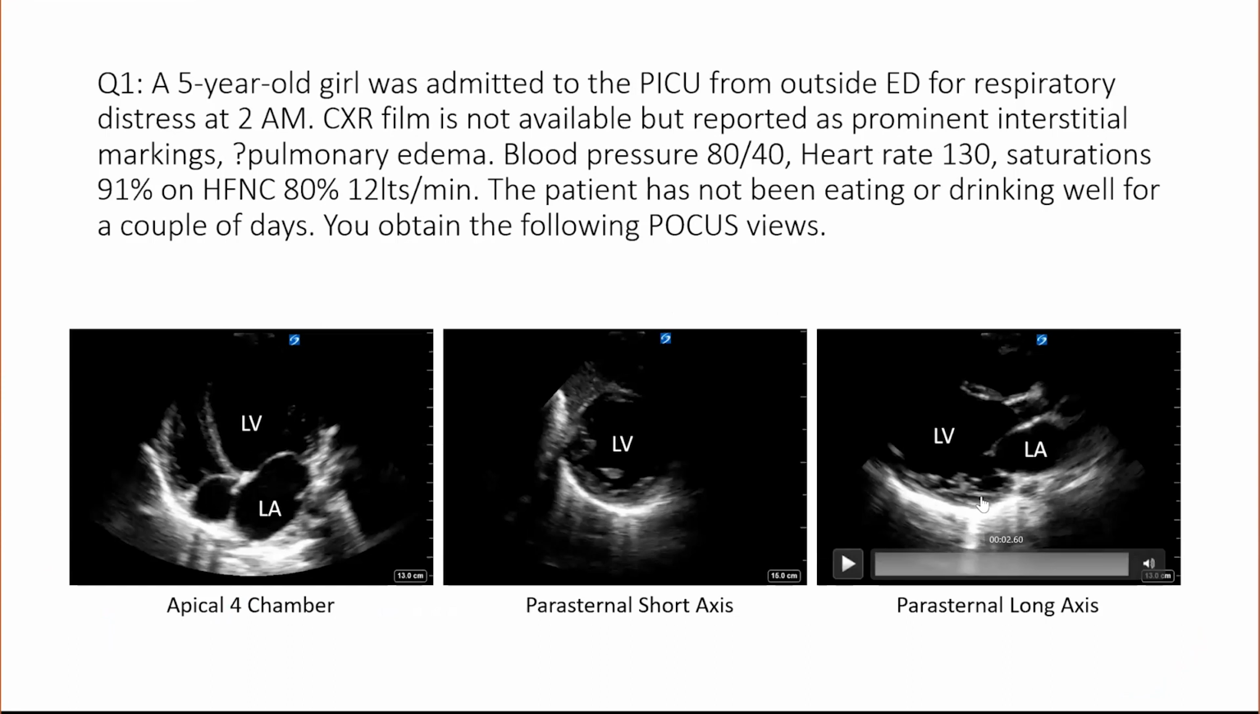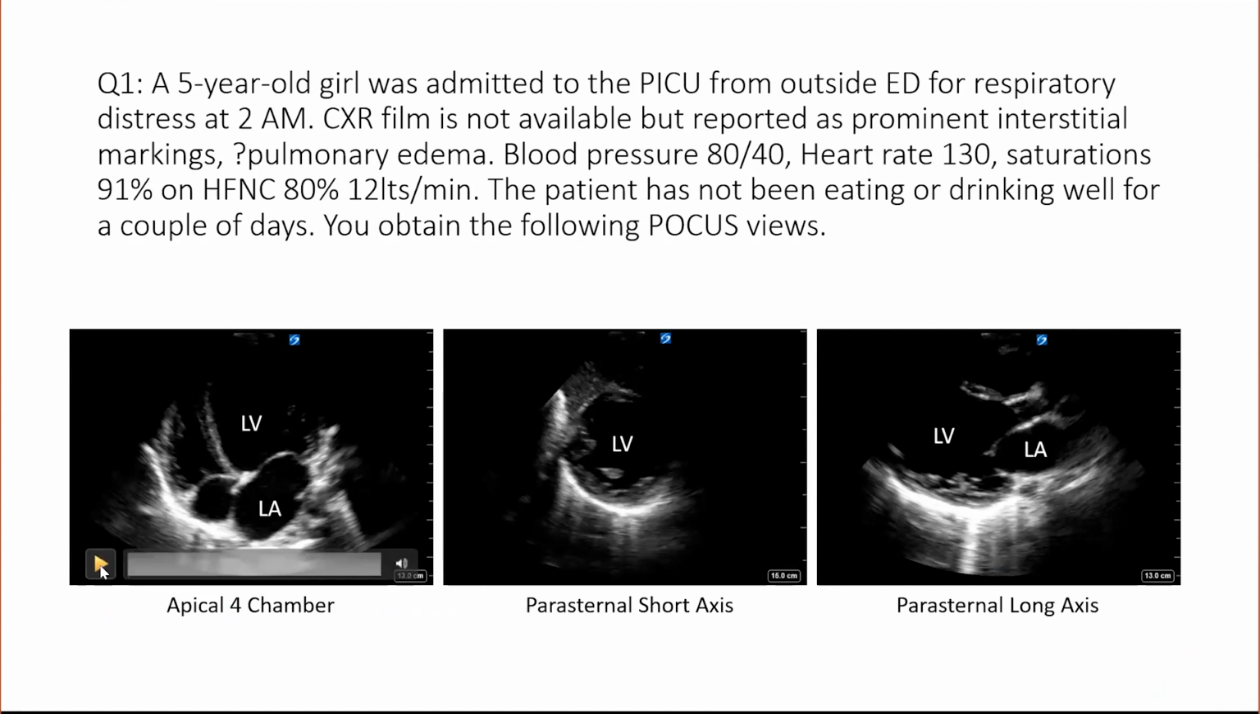So we'll start with a case. A 5-year-old girl admitted to the ICU from an outside ED for respiratory distress in the middle of the night. Chest X-ray is not available, but reported as prominent interstitial markings, questionable pulmonary edema. Patient is hypotensive, 80s over 40s, slightly tachycardic. Just about making it with saturations 91% on 80% FiO2 on high flow, and the history is that she's not been eating or drinking well for the past couple of days.